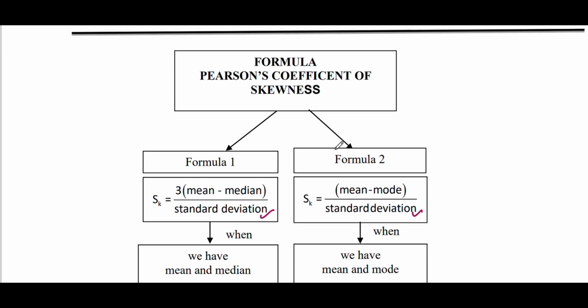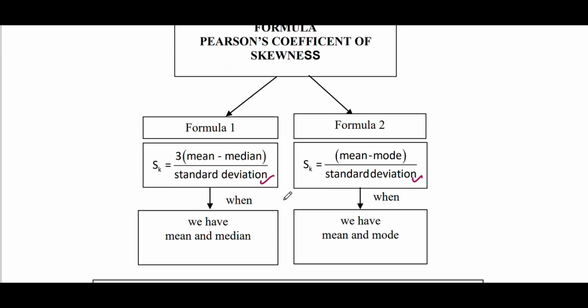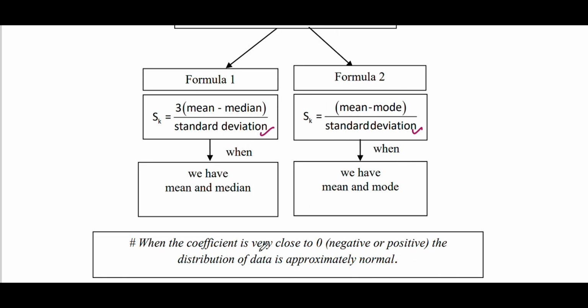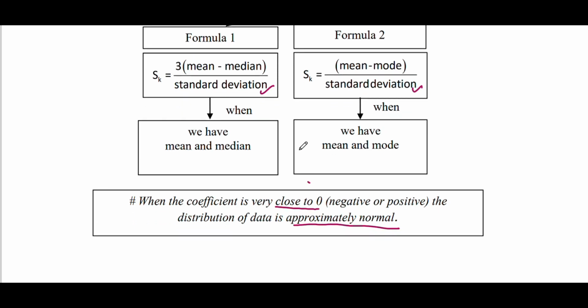After we get this Pearson coefficient of skewness, we get the reading. If the reading is very close to 0, no matter whether it's negative or positive, we can conclude that the distribution is approximately normal. Of course, if you get a positive value, it means it will be positively skewed. If you get a negative value, it will be negatively skewed. Only close to 0 will we define it as normal, or equal to 0. So the skew will be in the middle here. Close to 0, normal.